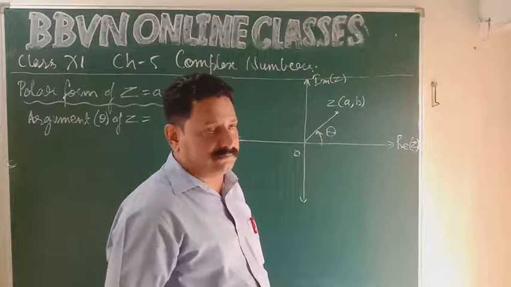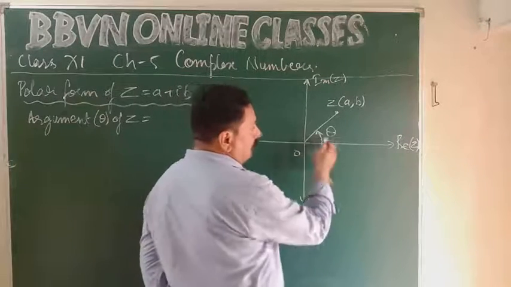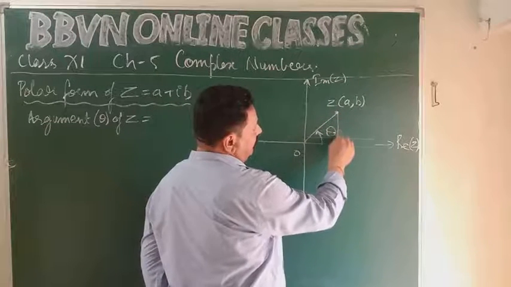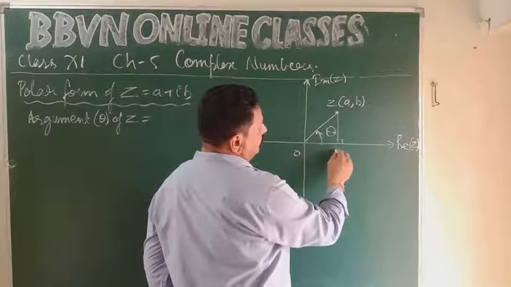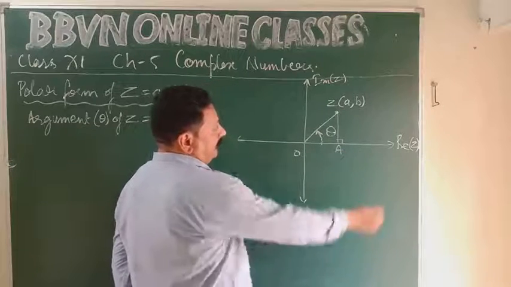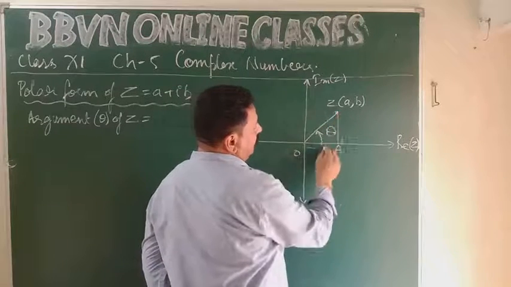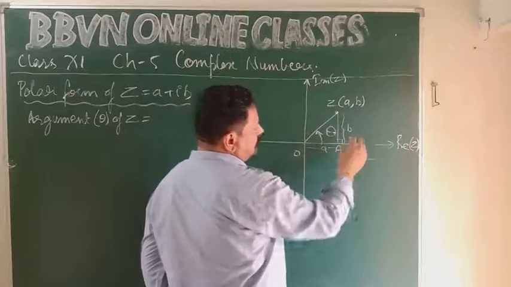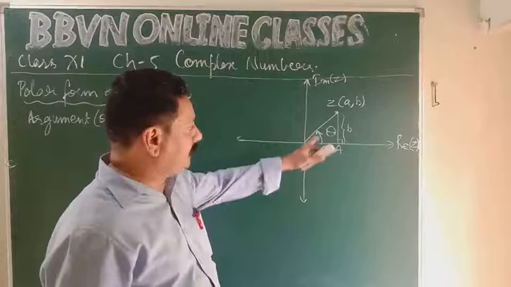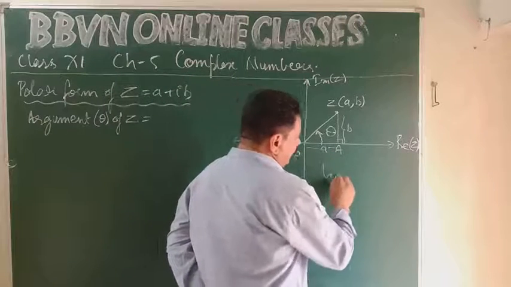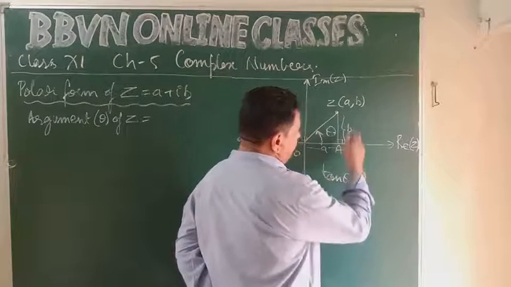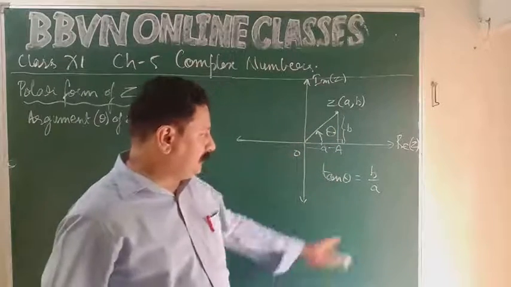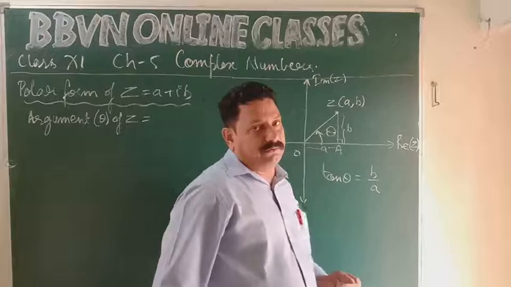Argument, complex number z ka argument. So if I have to find this theta, it's very simple. From z, I drop a perpendicular on x-axis. Say this point is A. Now the horizontal component is A units. This vertical component is B units. So we can find theta. Very simple. Tan theta is equal to perpendicular upon base, B upon A. So from this B upon A, we can get the value of theta.